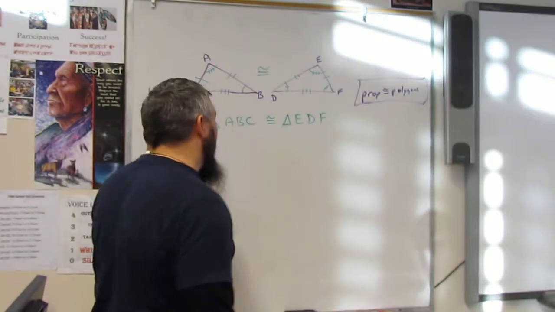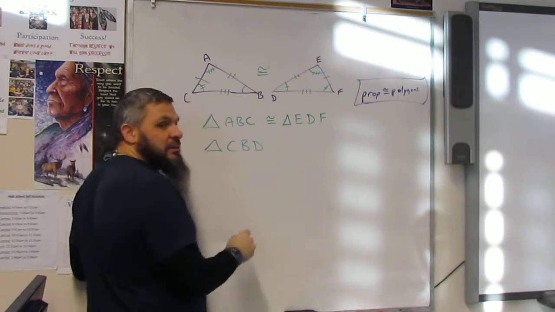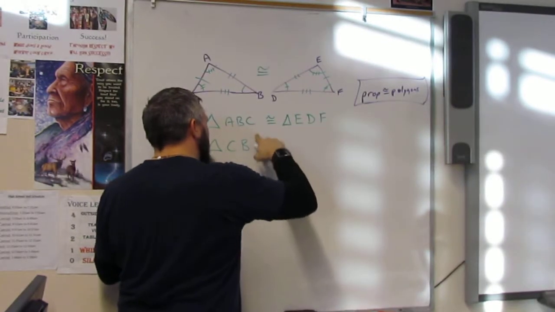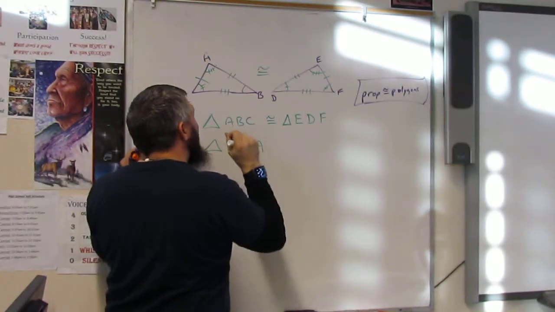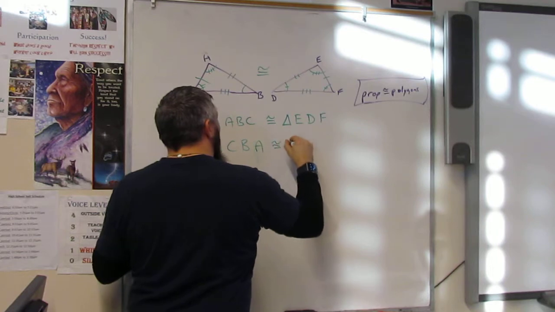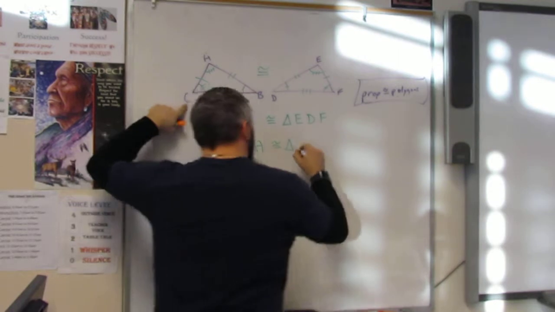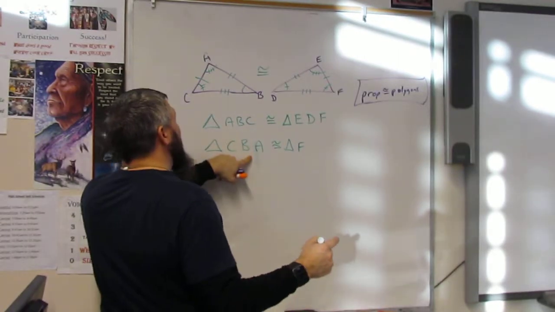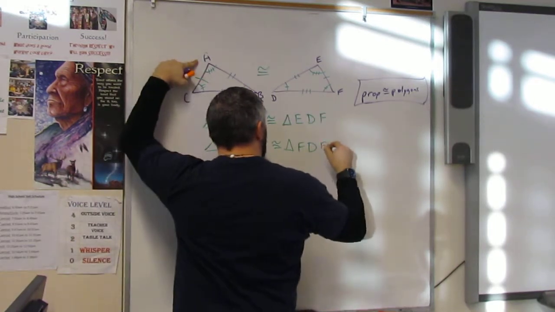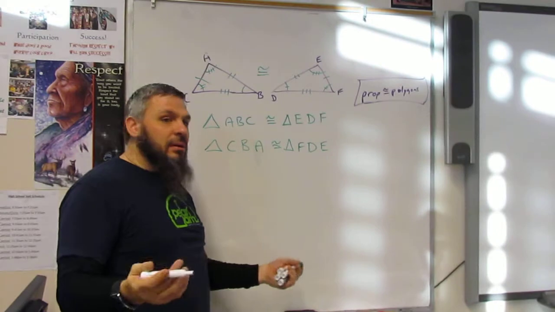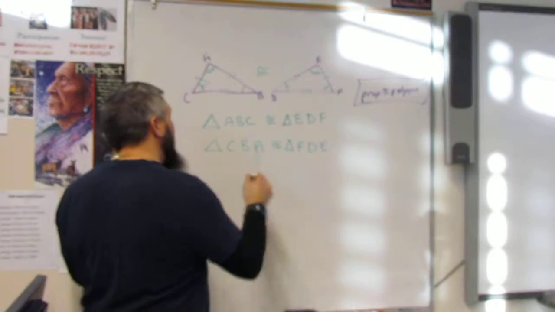Yes, it does. So if I say triangle CBA, then I have to say triangle, what's congruent with C? F. What's congruent with B? D. And A is E. And that's how I would have to do it. So as long as they're matching, they're congruent. That's it. Alright? And so that's how you would say it.